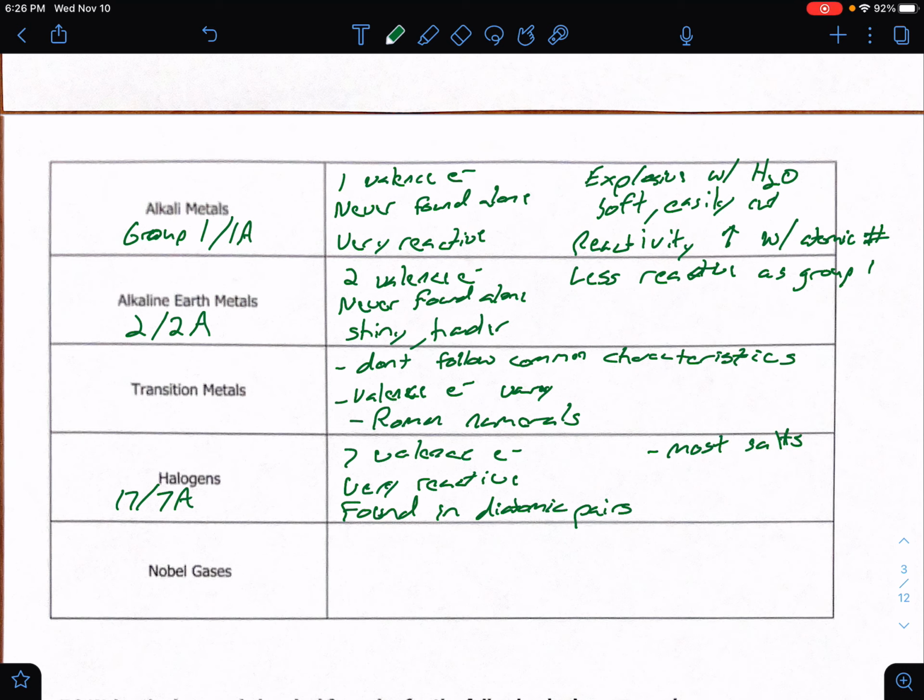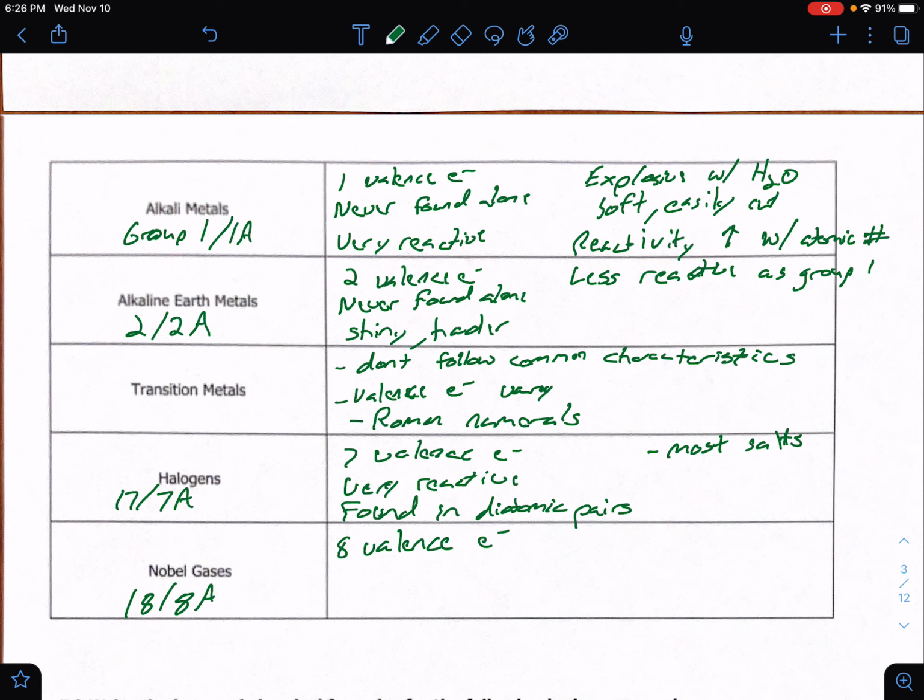Now, noble gases, that is your last group, the one on the very far right. That is going to be your group 18/8A, and they're going to have 8 valence electrons. So that is that octet. They've reached that octet.